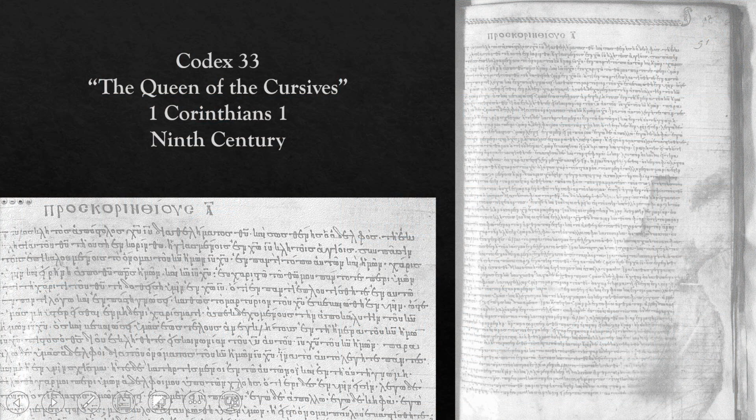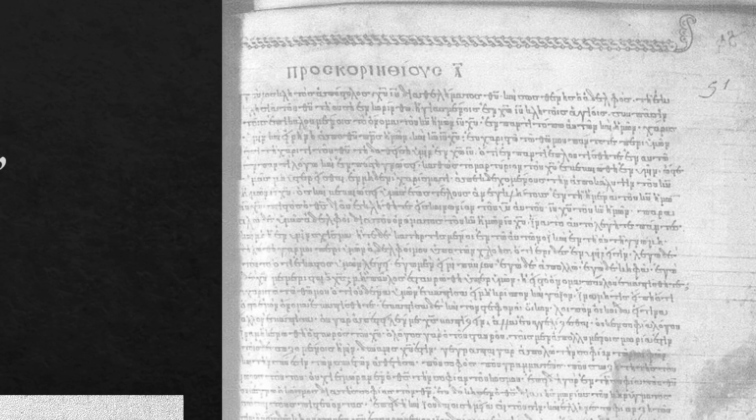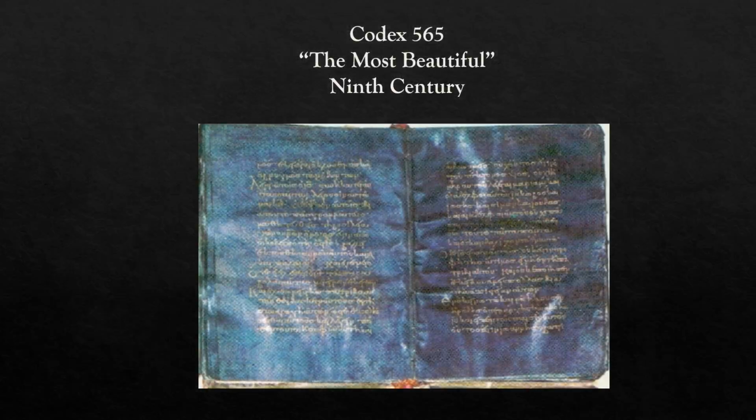Here is Codex 39, also called the Queen of the Cursives. Strictly speaking, once again, minuscules are not cursives, but it is a style of writing similar to cursive. This comes to us from the early 9th century, and it has the entire New Testament except Revelation. I mean, look at the penmanship of this scribe, the incredible straight lines that we can see, and then on the left here I have it zoomed in. This almost looks like just a printed page. Really, really staggering. Here's a picture of Codex 565, sometimes called the most beautiful of the minuscule manuscripts. Purple vellum. And then they used for ink gold, golden ink.